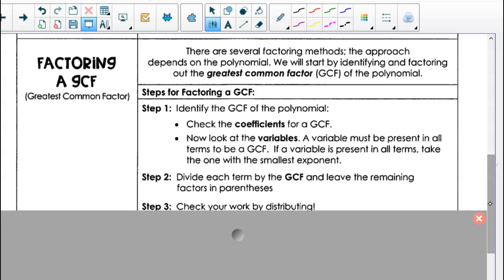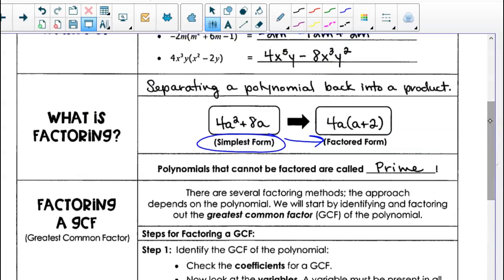So if I go back to this example up here, the highest number I can divide out of both of these coefficients is 4. I can't divide 8 out because I'm going to get a fraction or a decimal, and I want them to be whole numbers. But if I were to divide 4 out of both of these numbers, that would be my GCF, or part of it. That's why the 4 is on the outside.